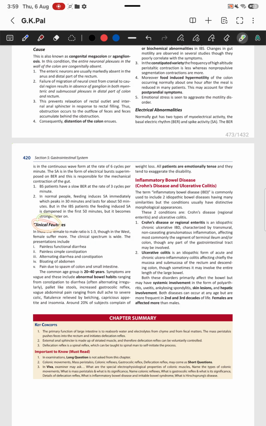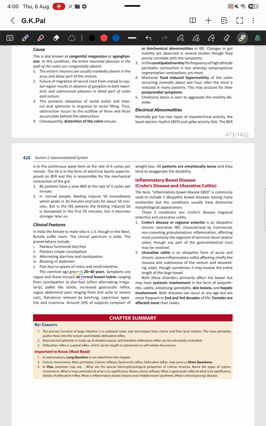Clinical features: in India, the female to male ratio is 1:3, though in the West, females suffer more. The clinical spectrum is wide. The presentations include painless functional diarrhea, simple constipation, alternating diarrhea and constipation, bloating of abdomen, and painful spasm of colon and small intestine. Common age is 20 to 40 years.